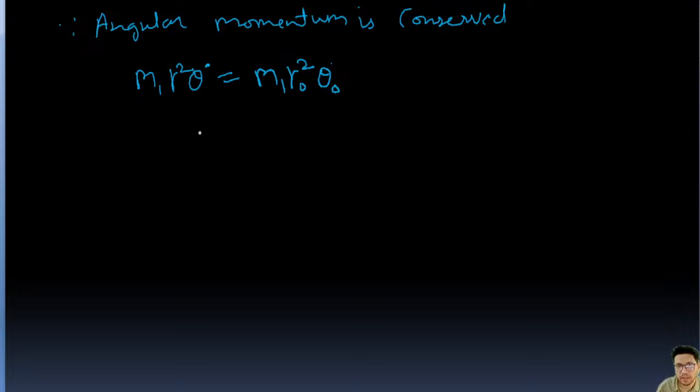Okay, from here we can find the value of theta dot. Theta dot is going to be r naught square theta naught dot, the m1 will get cancelled, upon r square. This one is the theta dot value.